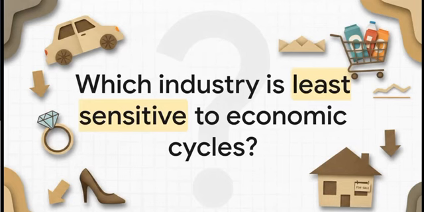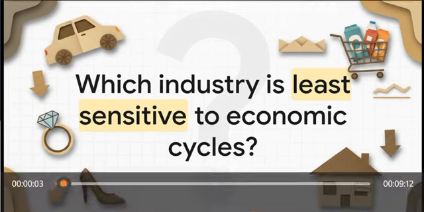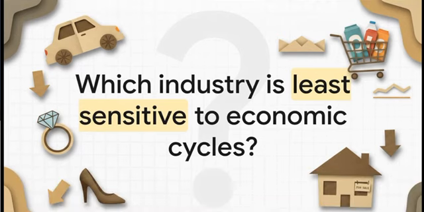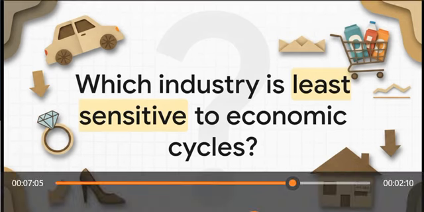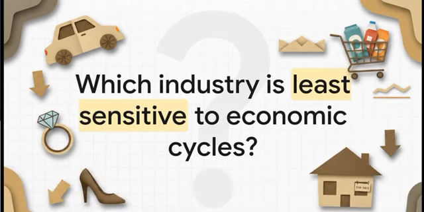All right, finally, question 4. Watch out because this is a classic exam trap about economic sensitivity. Which industry is least sensitive to economic cycles? A. Automobile. B. Luxury goods. C. FMCG. Or D. Real estate. Read that carefully. It asks for the least sensitive.